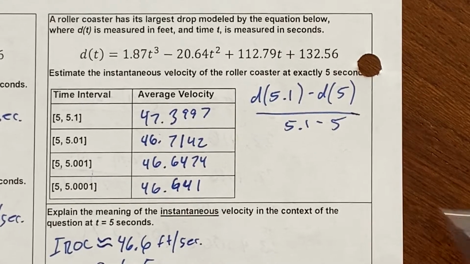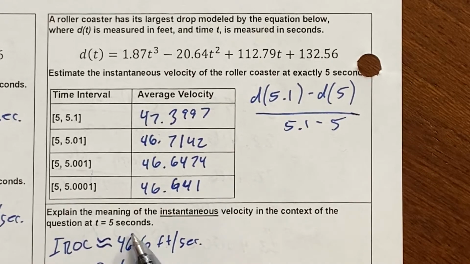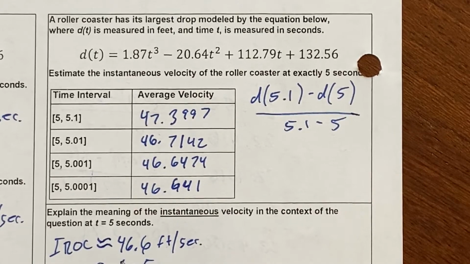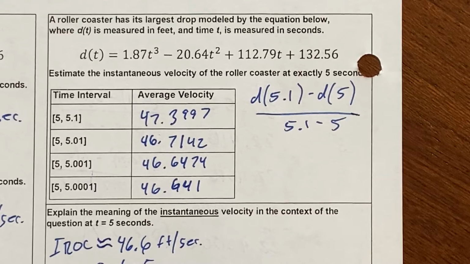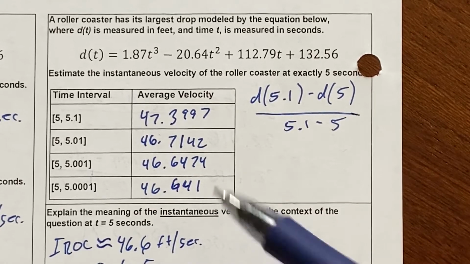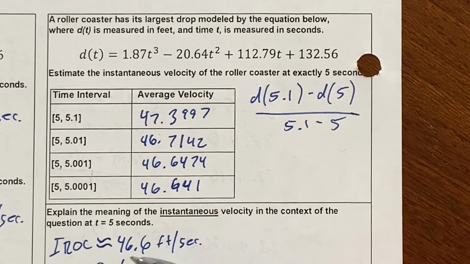Explain the meaning of instantaneous velocity in the context of the question at 5. We just did that. So the instantaneous rate of change, the instantaneous velocity in the drop at that particular point is 46 miles an hour. You could be going faster or slower before and after that, but at that particular moment, you're going about 46.6 feet per second. All right, next example.